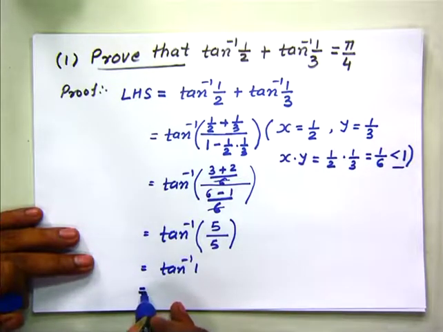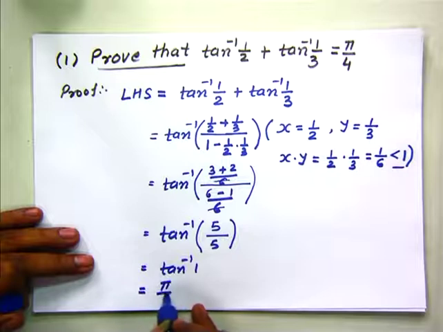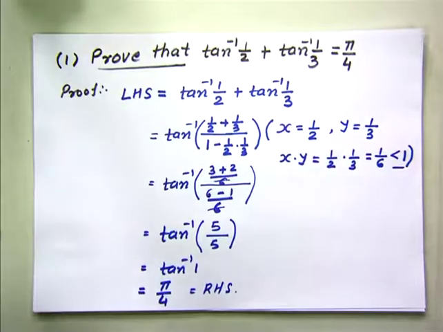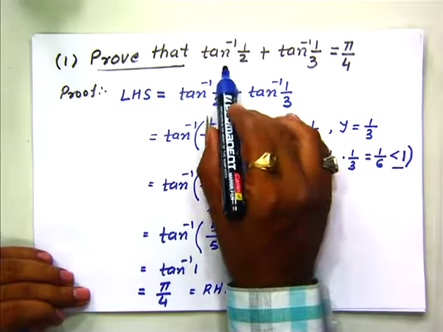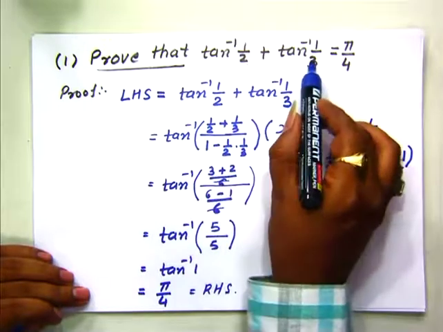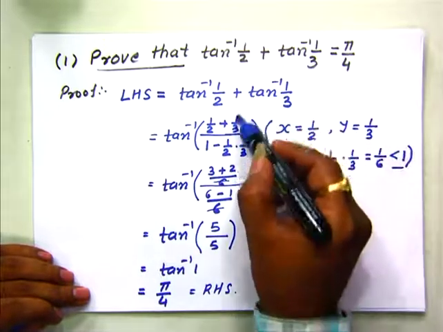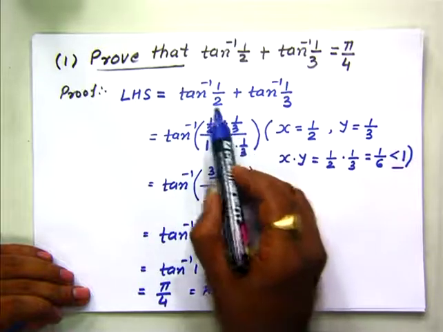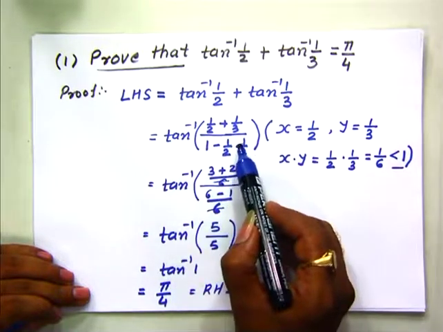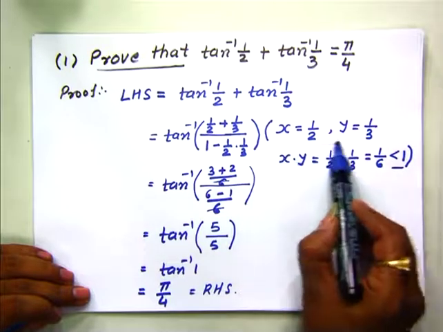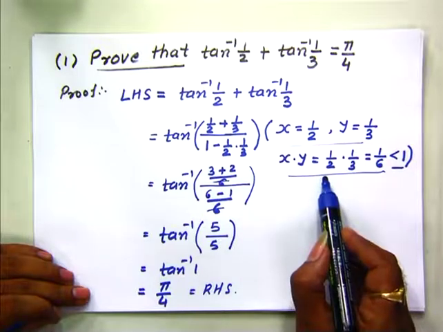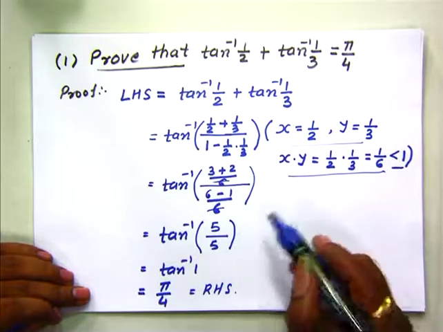And what is tan inverse 1? Tan inverse 1 is nothing but pi by 4, which is our RHS, right hand side. So we have proved this result, tan inverse 1 by 2 plus tan inverse 1 by 3 equal to pi by 4. This is the proof. So before using this formula, because we have 3 formulae for this, we have to check this condition. This condition we must check. Okay, I think you all can understand.